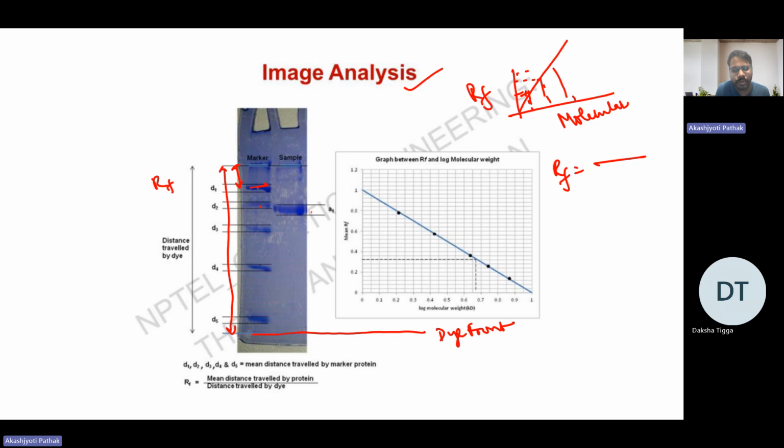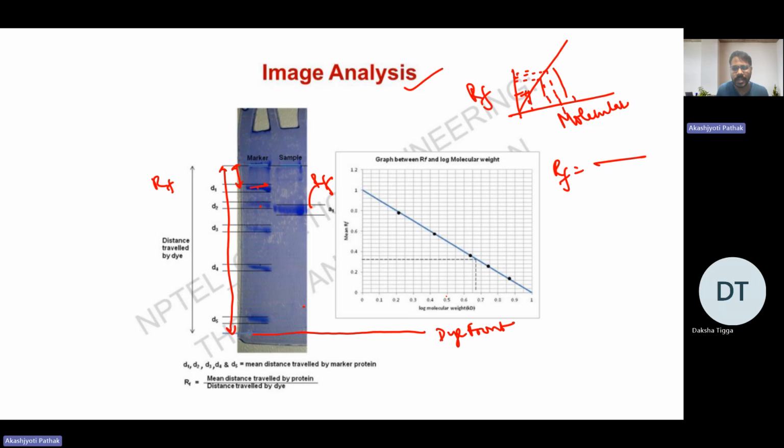Now you want to know the molecular weight of the protein band of your sample. So how will you do that? Now for this sample also you can get the RF. So from the standard curve, if you know the RF of your sample, then you can directly use the standard curve and you can get your molecular weight from this graph. Okay.